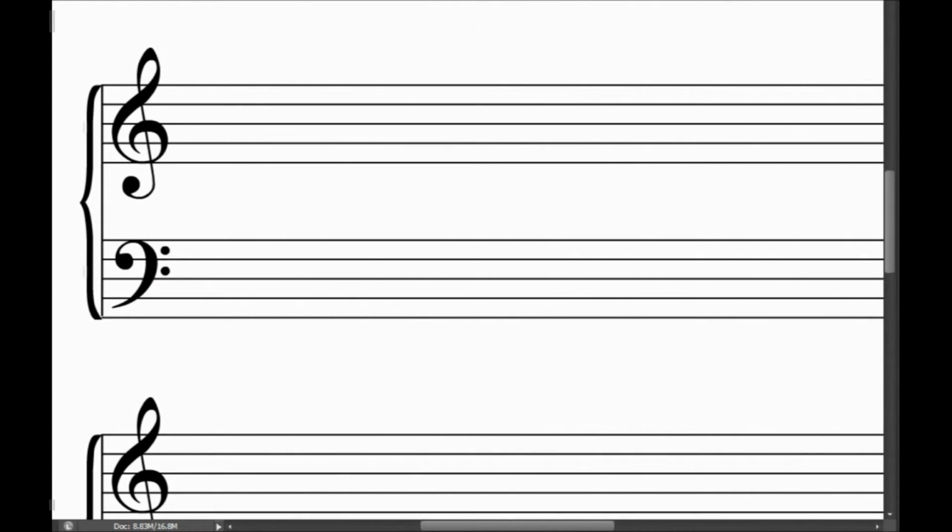Now let's talk about some other possible qualities. Let's stick with that F chord, but I'm going to make it minor this time.